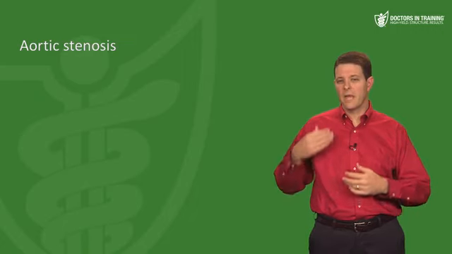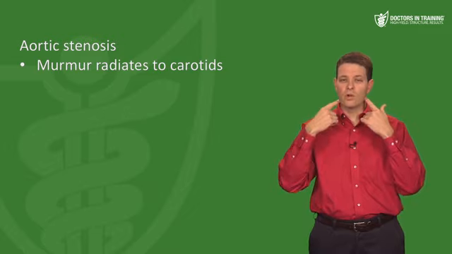That ejection click can be difficult to hear, but think about the timing and the location. If you can tell this is a systolic murmur that's loudest in the aortic position, the right second interspace, you should be able to guess that it's aortic stenosis. And there are also some clinical clues that can help you. Not only is the murmur heard at the aortic position, but it's also going to radiate to the carotids.